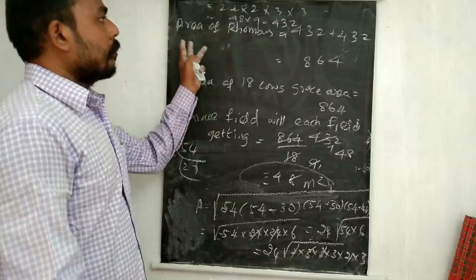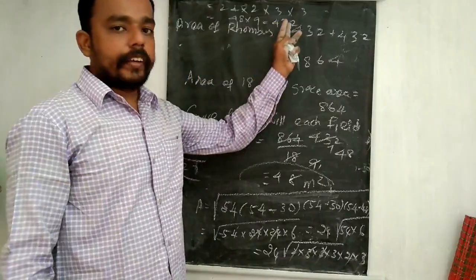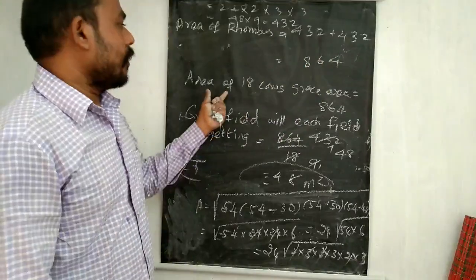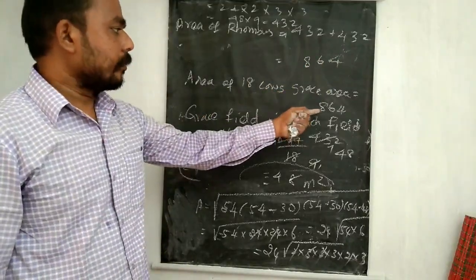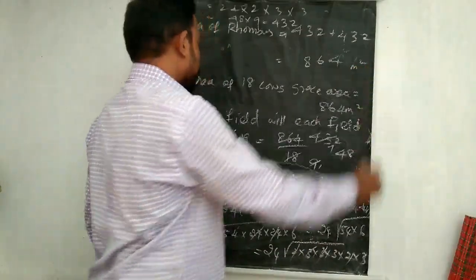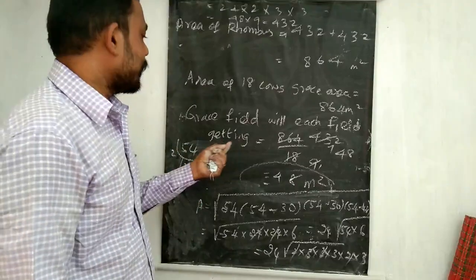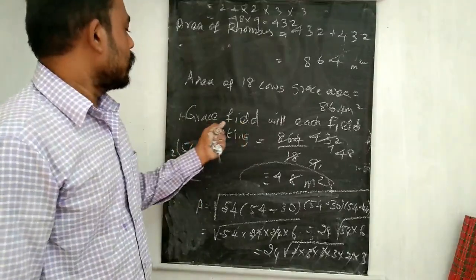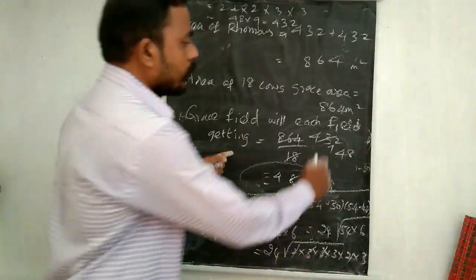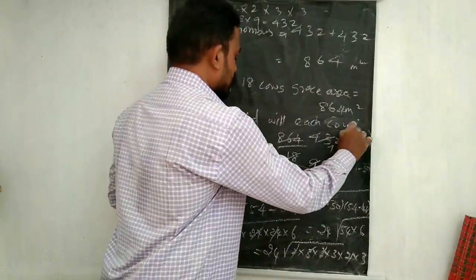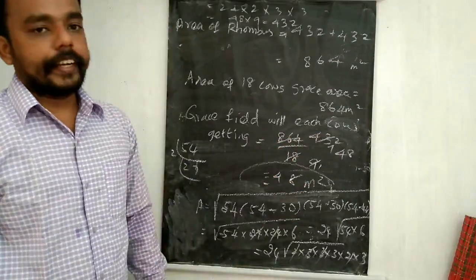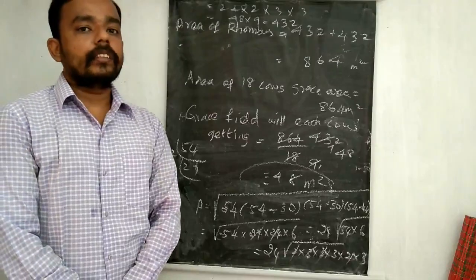Now the area of the rhombus is double the area of one triangle, plus the area of the other triangle. So 432 plus 432 is 864. Now the grass area for 18 cows equals 864 square meters. The area each cow gets equals 864 divided by 18. So cancel this, we get 48. 48 square meters is the final answer. Thank you.